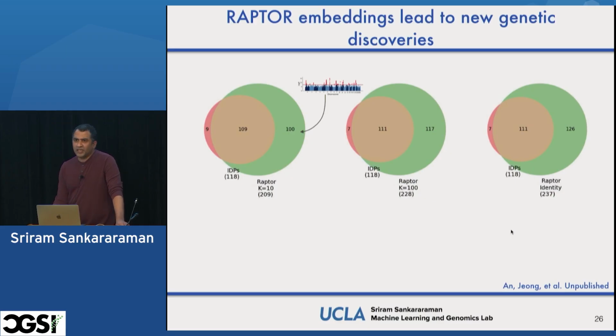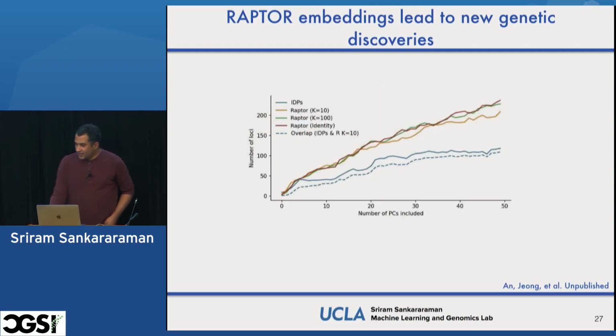So this is not a completely fair comparison, because it may be the case that this increased number of hits is simply because of differences in dimensionalities across the IDPs versus Raptor. The Raptor embedding, depending on what value of k you have, might have different dimensionality, and that is quite different from the number of IDPs that we're dealing with. So to make it a more fair comparison, we did the following.